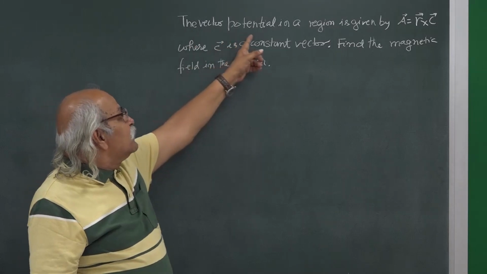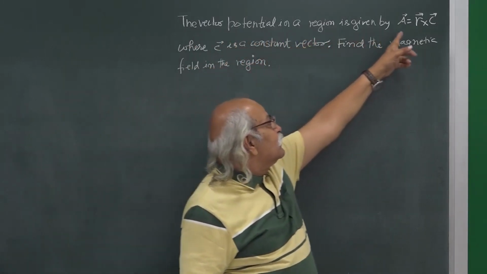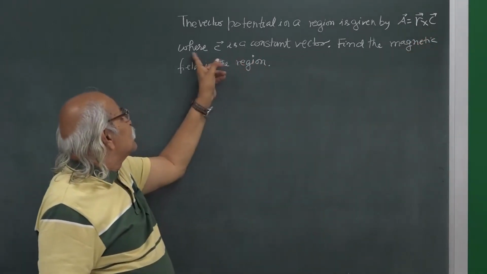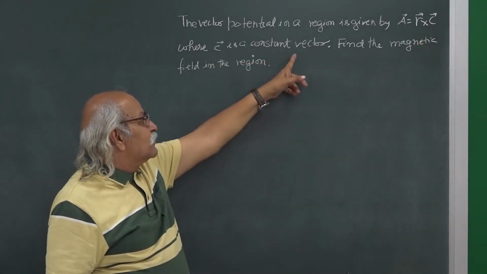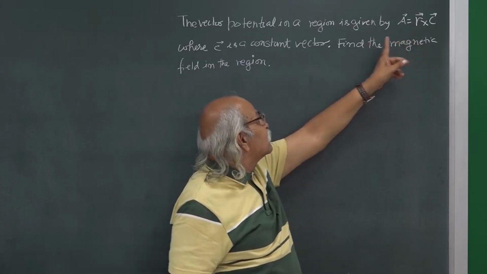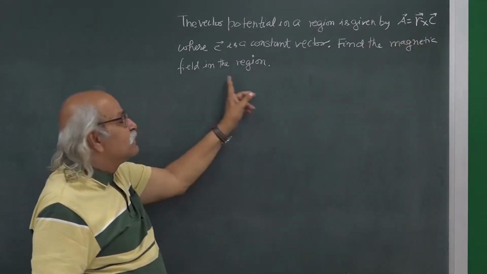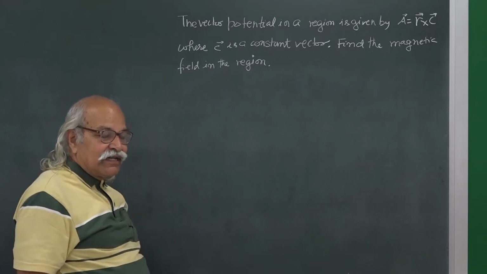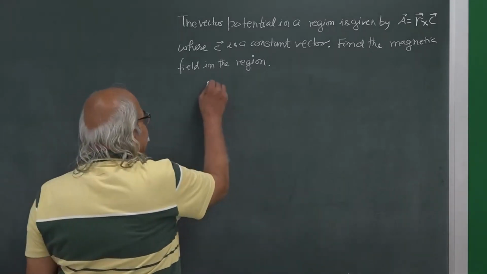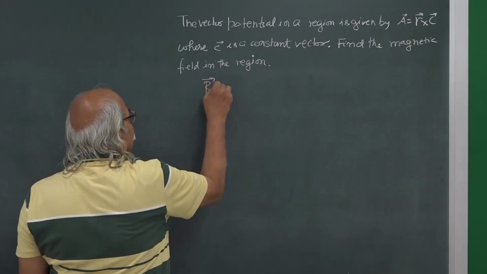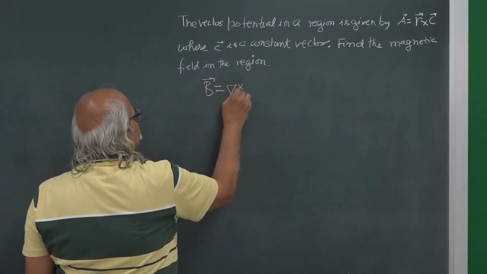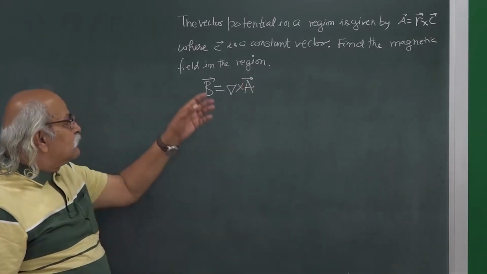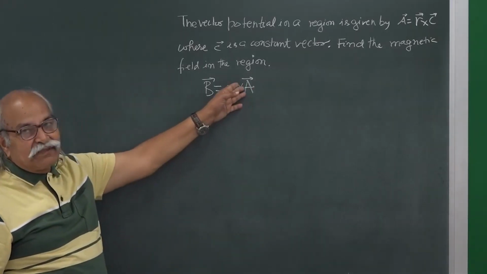The vector potential in a region is given by A vector equal to R vector cross C vector, where C is a constant vector and R is of course the position vector. Find the magnetic field in the region. So if A is given, finding magnetic field is straightforward. B is equal to curl of A. That is the defining property of this vector potential.